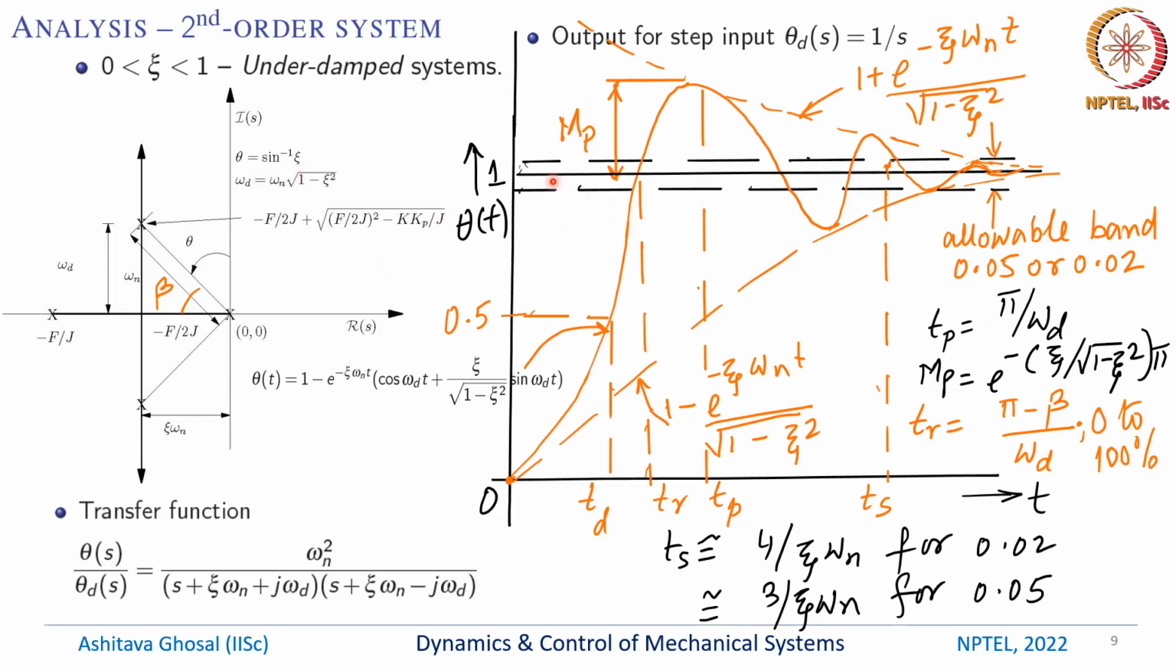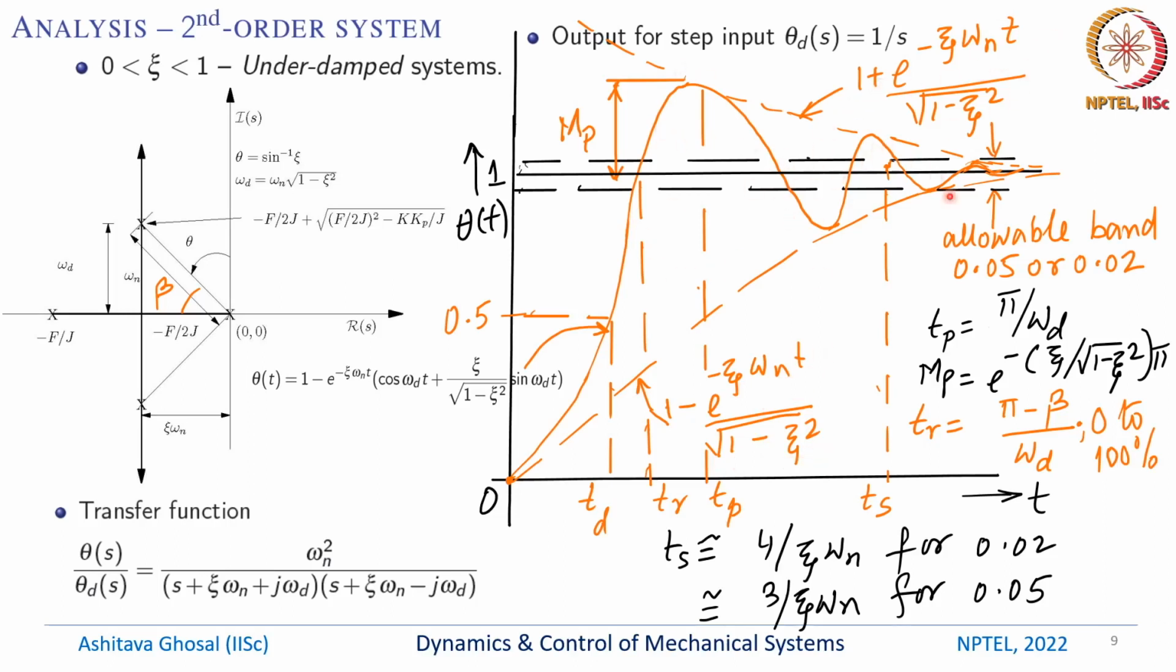For a step input to this second order system, the output theta of t will behave in this manner, which is given by this equation: 1 minus e to the power minus psi omega n t, then some cos omega d t plus something into sine omega d t. Basically, it lies between two asymptotes, which are 1 minus e to the power minus psi omega n t divided by square root of 1 minus psi square, and 1 plus the same thing.